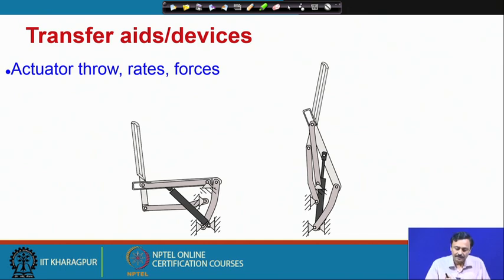Then we have the requirement of force, how much force this actuator should apply at each configuration. Now, this force is not the force that will produce a lot of acceleration, but it will take the load of the person and the chair from a certain configuration through certain configurations.